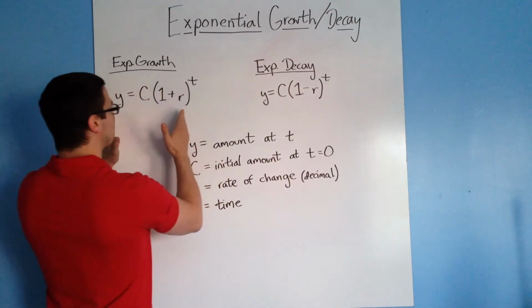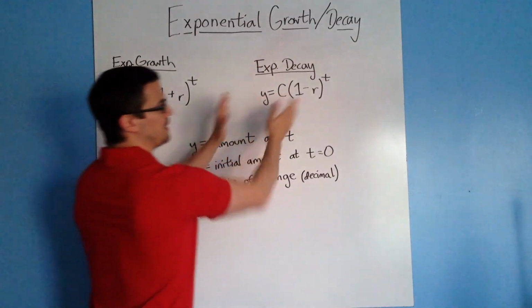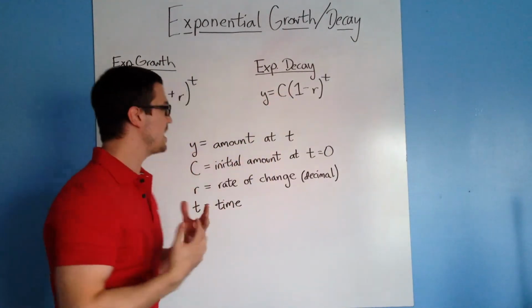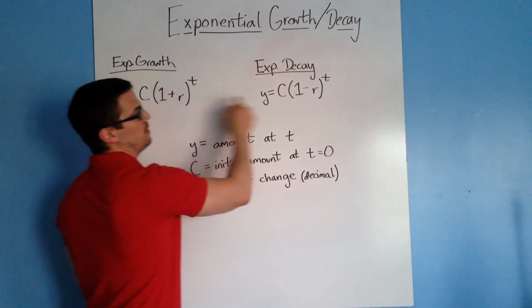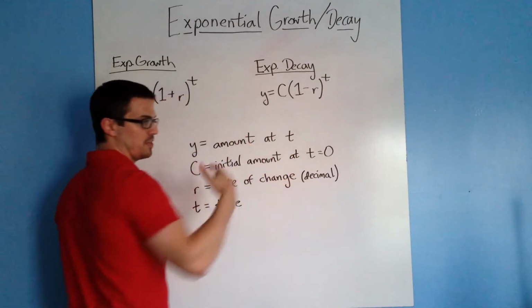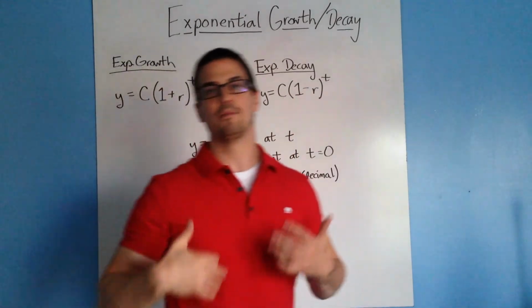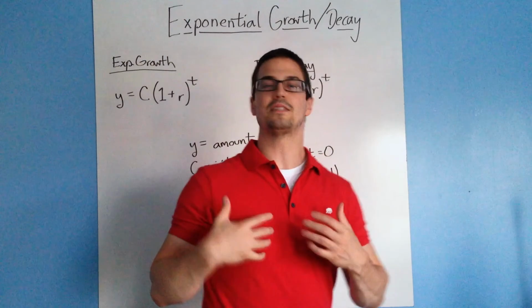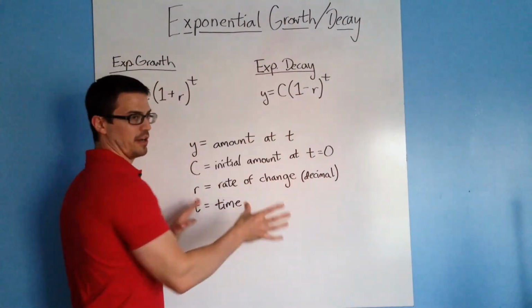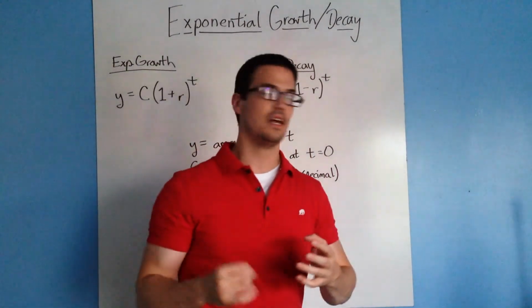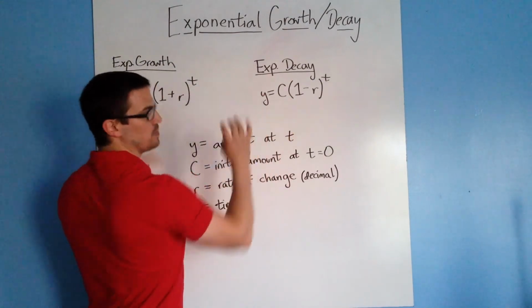Okay? These equations for exponential growth and exponential decay are virtually the same, except for, as you can see, this one has a plus and this one has a minus. It's going to make the graphs look a little bit different. It's going to make the numbers look a little bit different, but it's still the same principle with the same variables. Okay? So if you have any questions on any of these, please let me know.